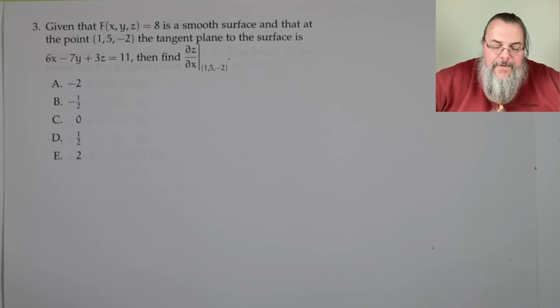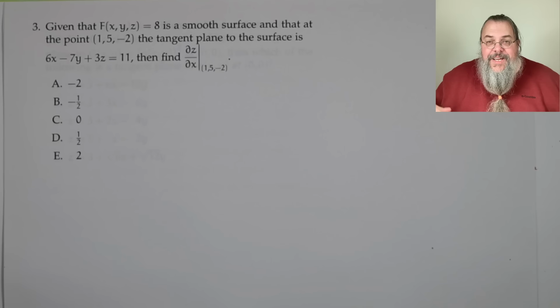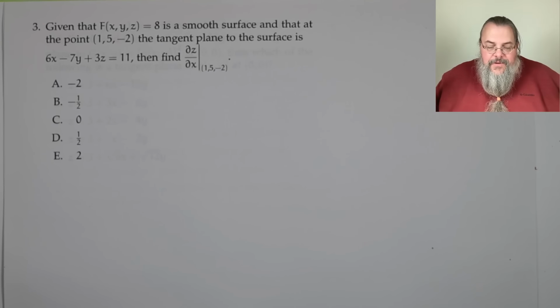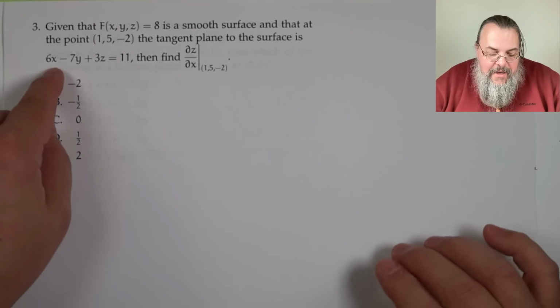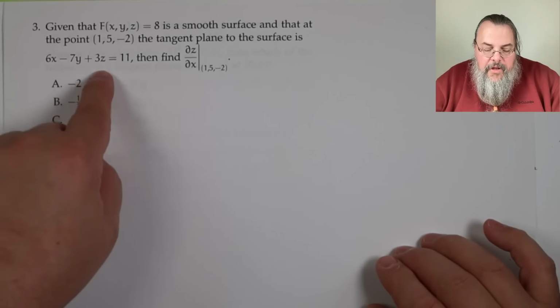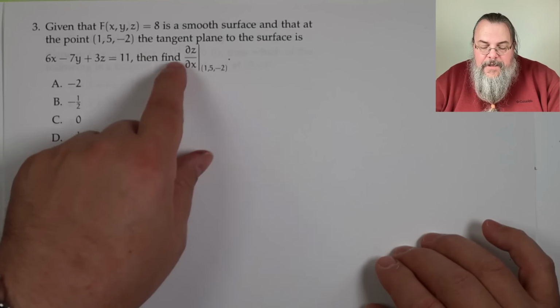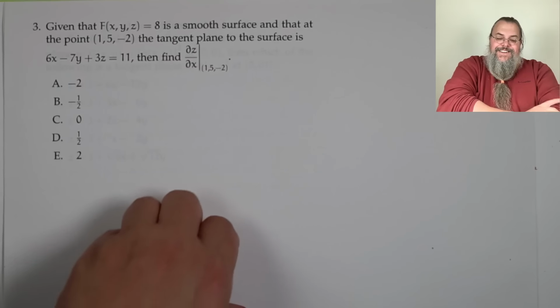Given that f of x, y, z equals a is a smooth surface. Smooth in the sense that what? It just means we can take derivatives. And that at the point 1, 5, negative 2, so that's the point on the surface, the tangent plane to the surface is 6x minus 7y plus 3z equals 11. Then find partial z partial x at 1, 5, negative 2.